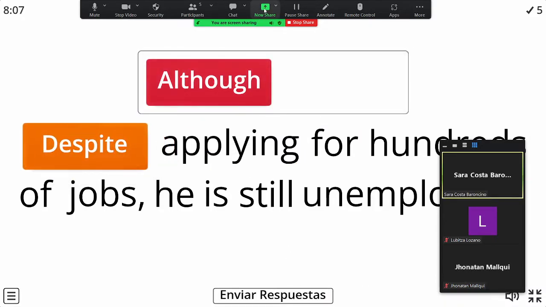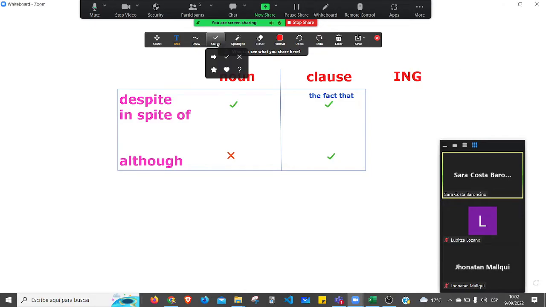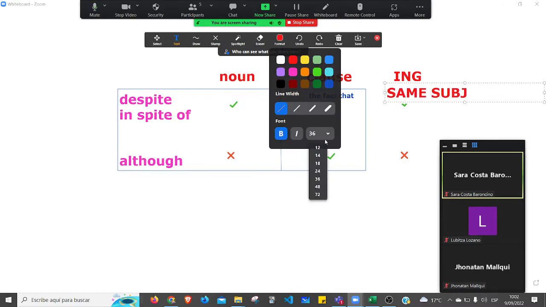Vamos a agregarle a la tablita el ing también, por si acaso. Luego vamos a agregar aquí el ing. Let me change the color. Ing. Vamos grande 36. Listo. Ing. Los que trabajan con el ing solamente van a ser el despite y el in spite of, pero el otro no. Ahora, para que trabaje con el ing, si es el mismo sujeto, voy a poner, por ejemplo, same subject.